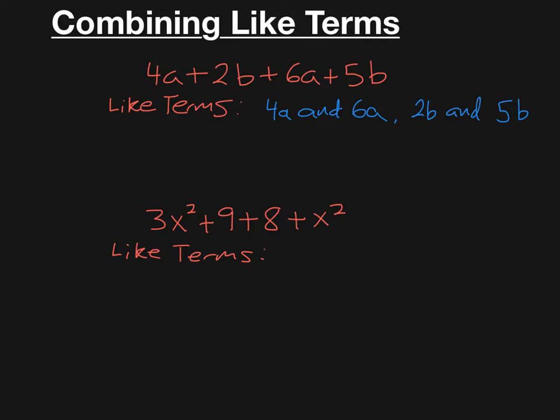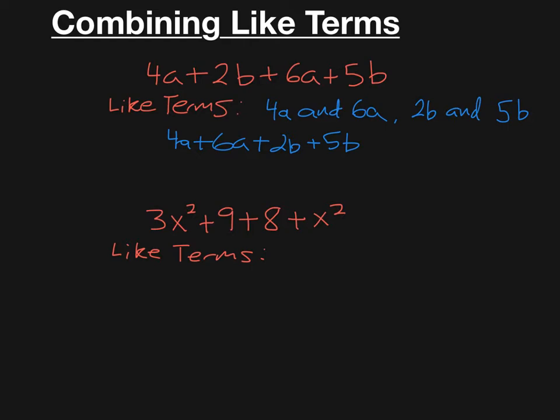Using the commutative property of addition, the commutative property tells us that we can rearrange an addition expression and still have it equal the same thing, still be equivalent. So if I rearrange these terms to put the like terms next to each other, I have 4a plus 6a plus 2b plus 5b. As long as this is all addition, I can rearrange these terms however I want. And now that I have them right next to each other, we can do what's called combining like terms.